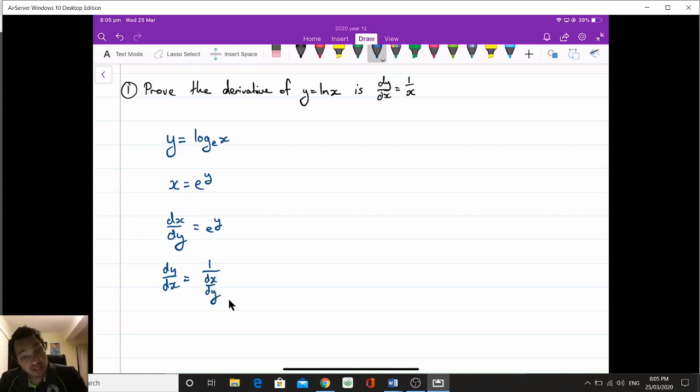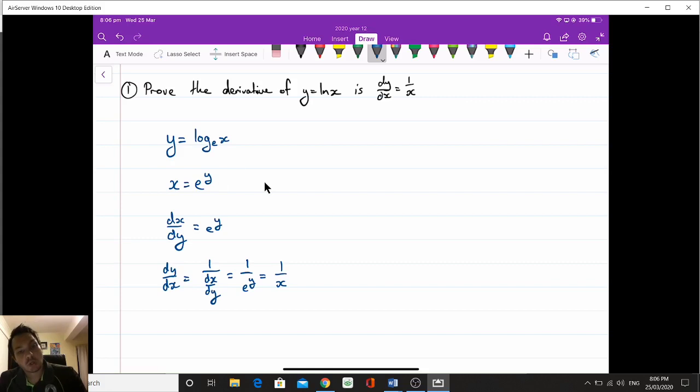Because instead of dividing by a fraction, we could multiply by its reciprocal, that's why we get dy dx from this, and therefore we can write this as 1 over dx dy. Now dx dy is e to the power of y, so we could write it as 1 over e to the power of y if we want. But we know that e to the power of y is equal to x, so that's why we get 1 over x.